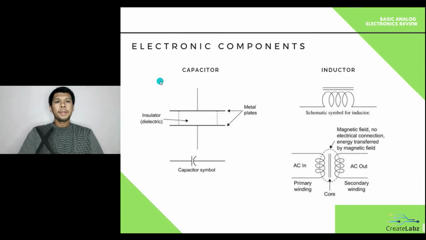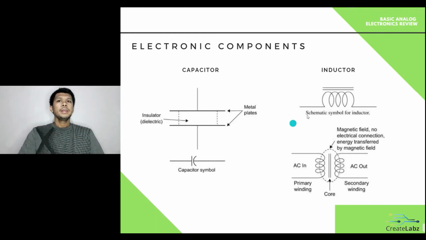Next up, capacitor and inductor. These components store energy in their body. The capacitor has two metal plates with a dielectric insulator in between. This setup causes electric field energy to be stored in the dielectric. The capacitor symbol is like this. That's why we say a capacitor has been charged or discharged. We're talking about the charge inside the dielectric.